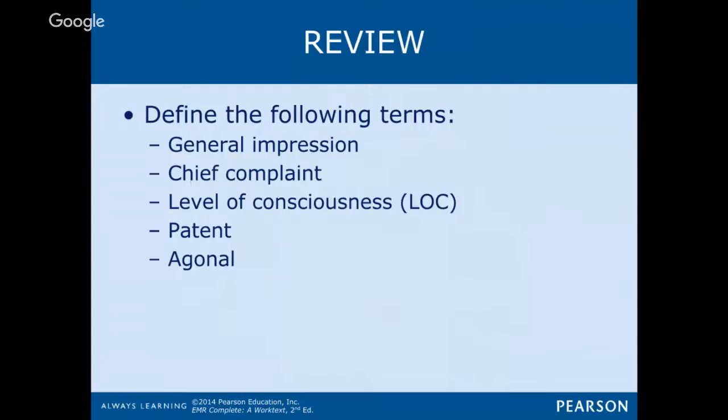Anyway, define the following terms, general impression. Somebody threw out what general impression is: your impression of the patient as you're walking up. Somebody threw out what chief complaint is: what the patient is complaining of. Yeah, good job. That's an important term. So, level of consciousness. Give me your levels. Awake, alert, verbal, pain, and unresponsive. Good job.